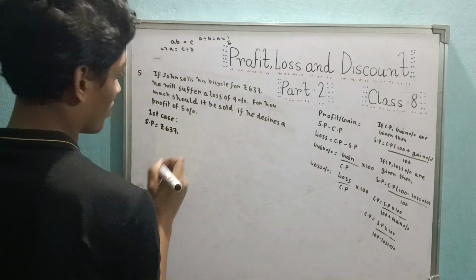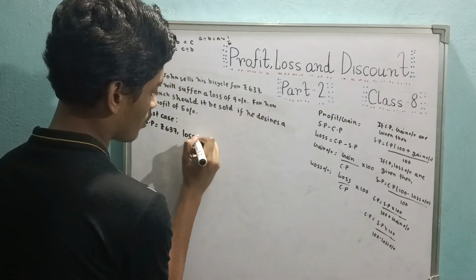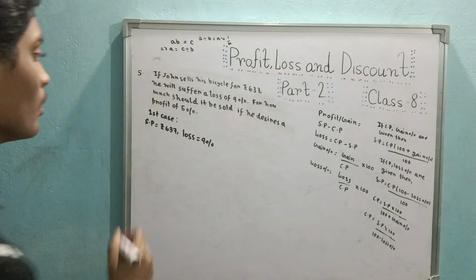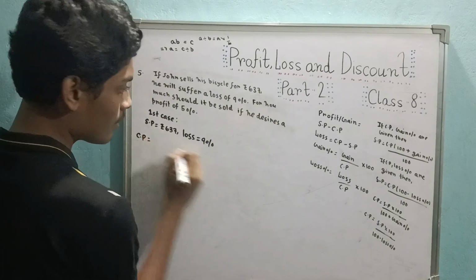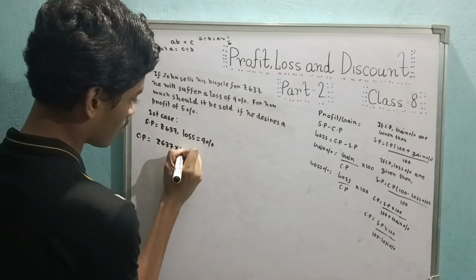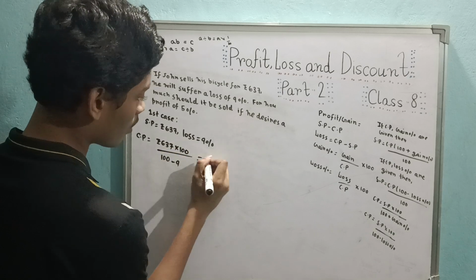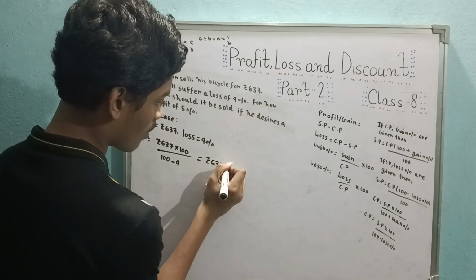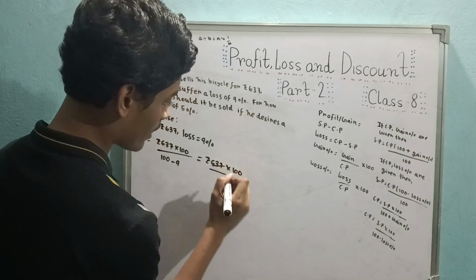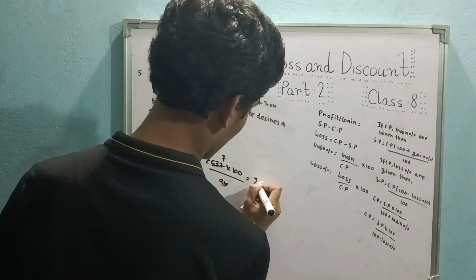Wow, this pen is working well. And it suffers a loss of 9%. So what we can do is use this to find the CP. So CP will be what? Selling price into 100 by 100 minus loss percent, which is 9. Rupees 637 multiplied by 100 by 91, divide quite smoothly, 7, equals rupees 700.